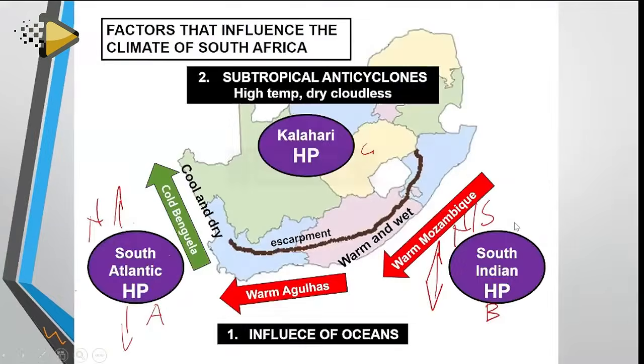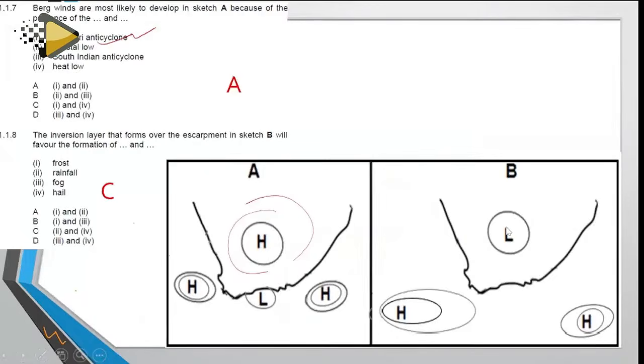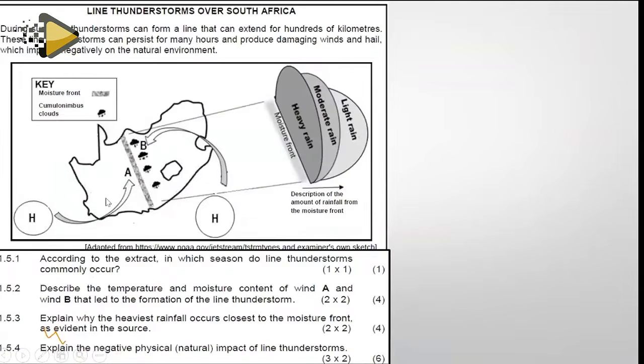Now, the question is, the inversion layer that forms over the escarpment in sketch B will favor the formation of what? Of the rainfall and hail, because it is going to result in what we call line thunderstorm. It's going to result in line thunderstorm.